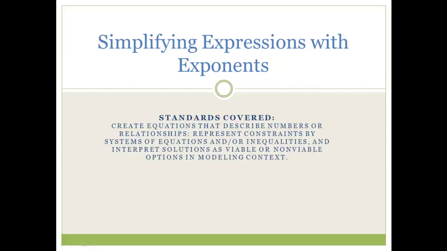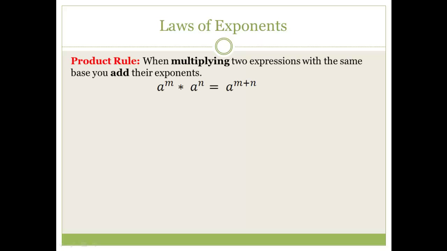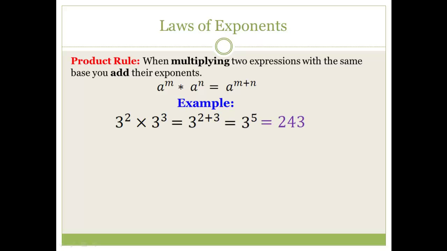Simplifying expressions with exponents. To begin, let's look at some of the laws of exponents. The product rule states that when multiplying two expressions with the same base, you can add their exponents. For example, 3 squared times 3 to the third power can be rewritten as 3 to the 2 plus 3 power. This becomes 3 to the fifth power, which is 243.